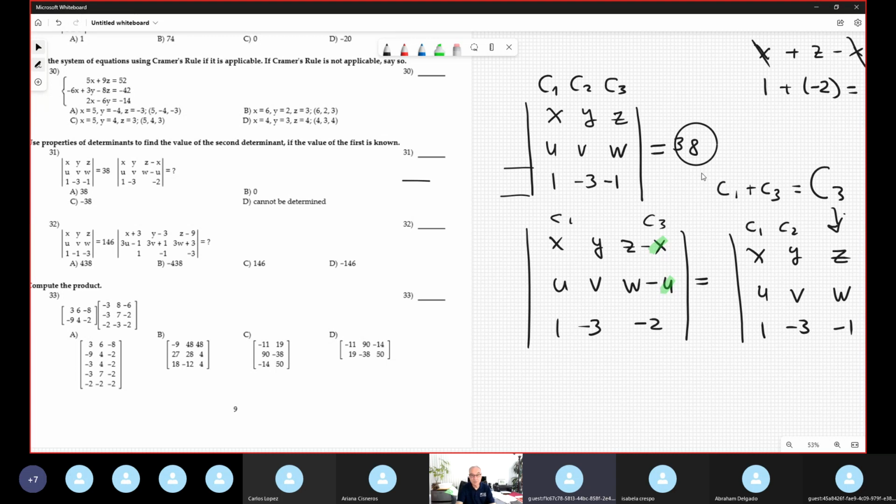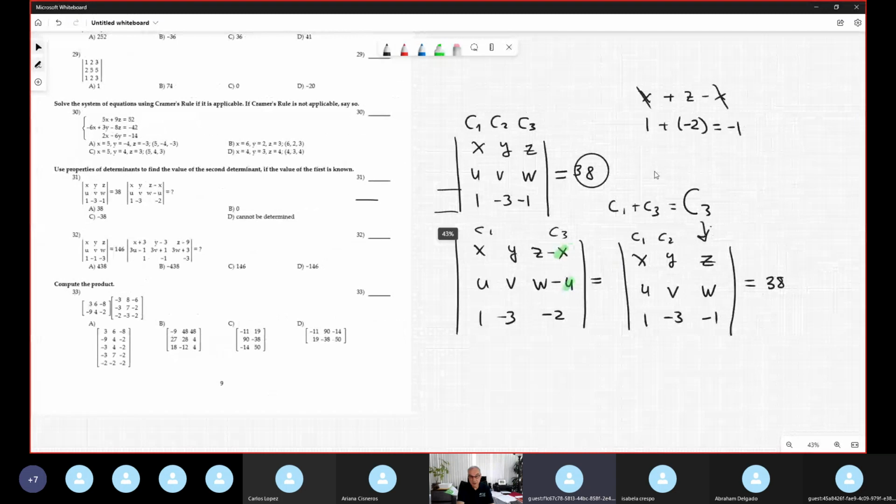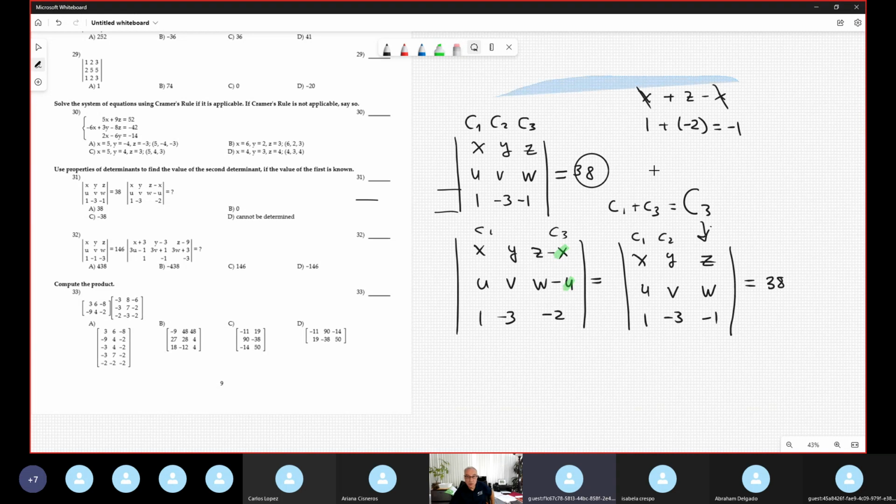Good. Any question? Do you understand this problem? This is easy. However, the student, I don't understand, left this question in the test blank. Did not do anything. And 32 is similar. Any question, guys? Do you follow me? Column operation. I did column operation.